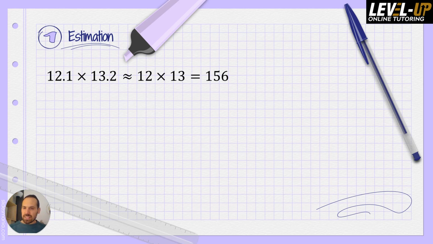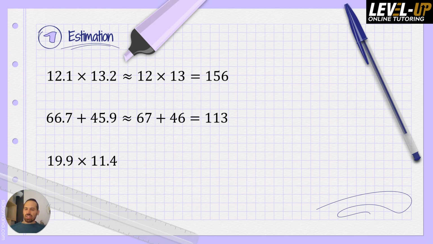It comes to 156. And we can do the same thing here with an addition. We could round each value individually and then add them. And we get this value. And finally, we could do this multiplication here. Very much the same thing again. If we round each one individually and then calculate it, we get an answer like that. So here's a bunch of examples of using rounding to estimate.